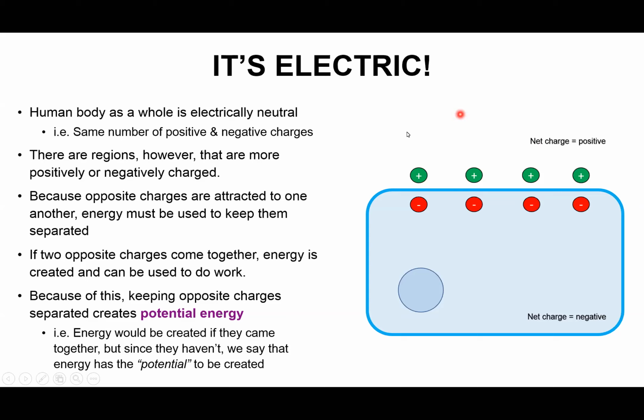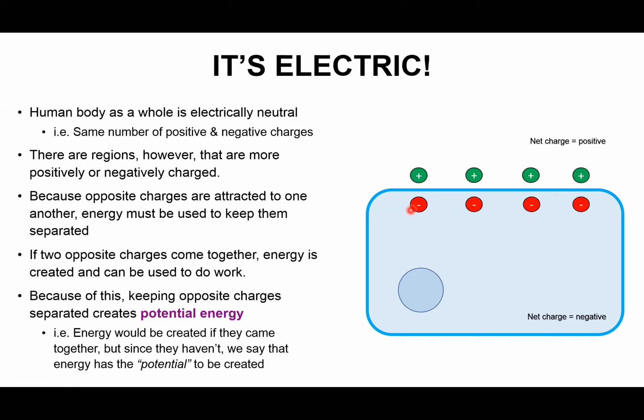So the net charge out in this space, in our extracellular fluid, we're going to say our net charge here is positive, right? So because these charges on the inside being negative and these charges on the outside being positive are attracted to each other, it actually takes energy to keep them separated, right? So kind of going along with that, if 2 opposite charges, so if this positive and this negative come together, then we create energy, and that energy can be used to do work.